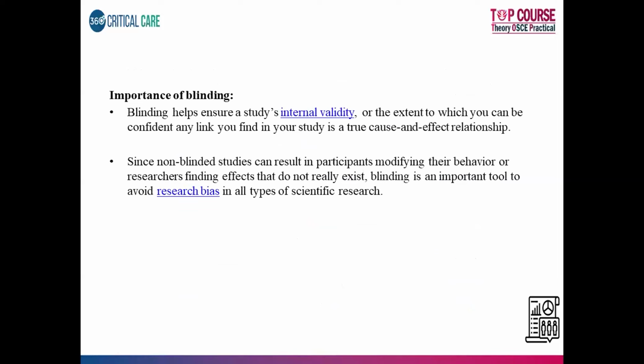Now, what is the importance of blinding? It helps to ensure the study's internal validity, or the extent to which you can be confident that any link you find in your study is a true cause and effect relationship. And second, since non-blinded studies can result in participants modifying their behavior or researchers finding effects that do not really exist, it is an important tool to avoid research bias, which I've already discussed, in scientific research. So this is about blinding.